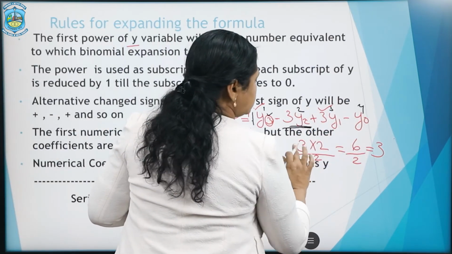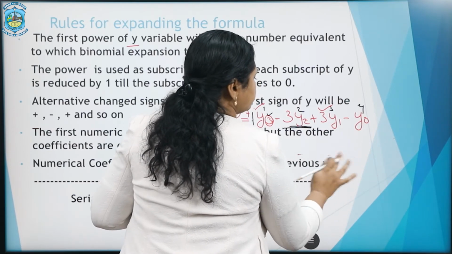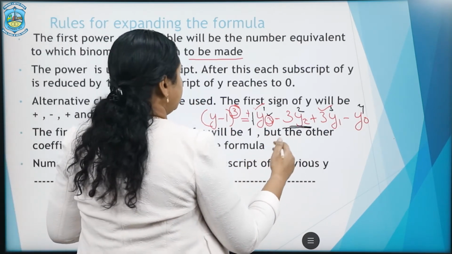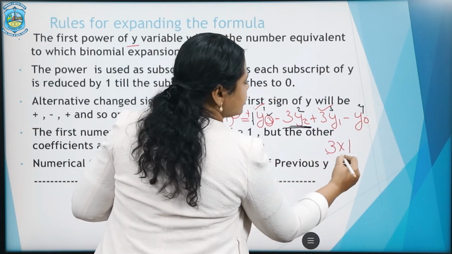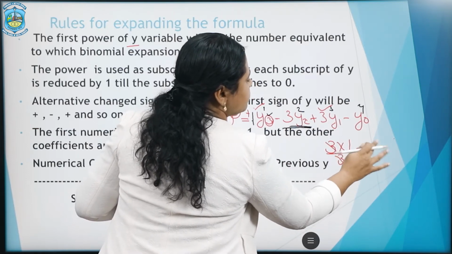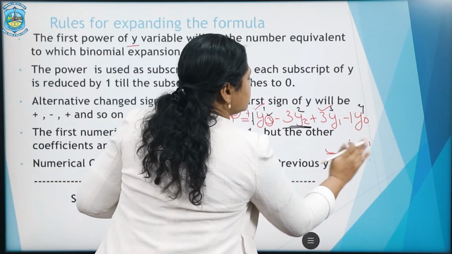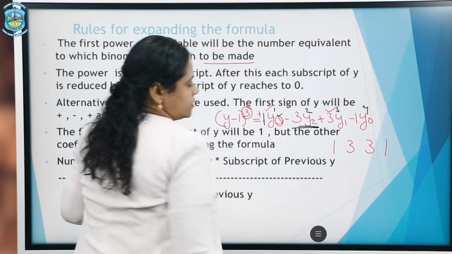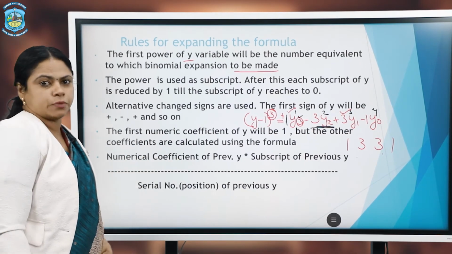Now for the fourth, let's see how we calculate the numerical coefficient of the fourth one. Here we have to consider the third term. For the fourth term, we have to consider the just previous term. So what is the numerical coefficient here? 3, subscript 1, and then the position 3. So you will be getting 3 divided by 3, you will be getting 1 here. So it is 1. This makes the numerical coefficients 1, 3, 3 and 1 with alternate signs. So this is the rule for expanding the formula.